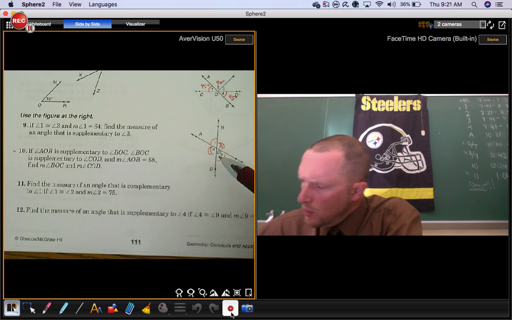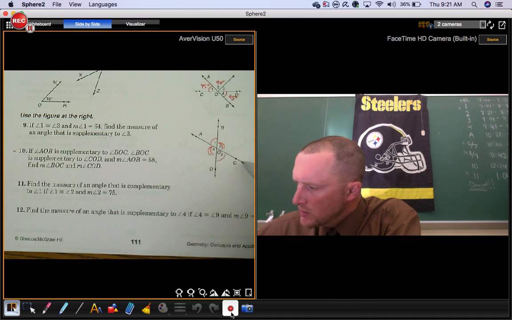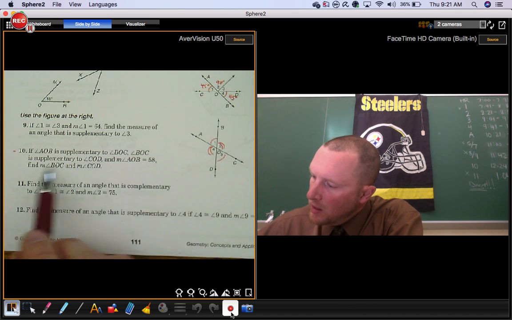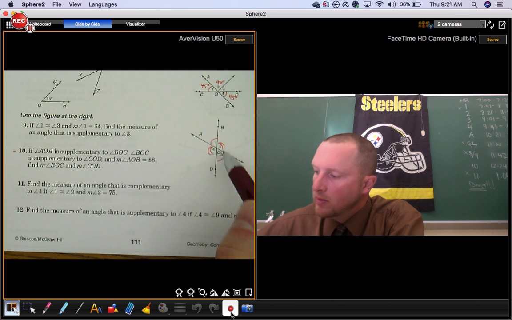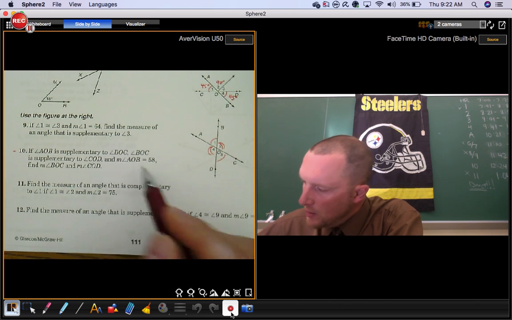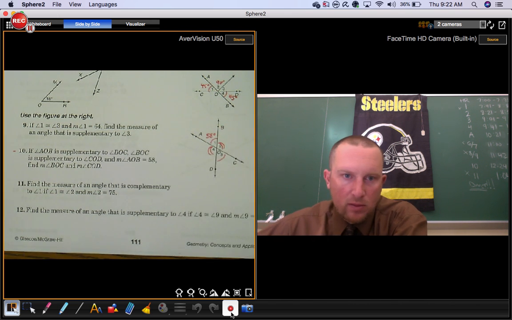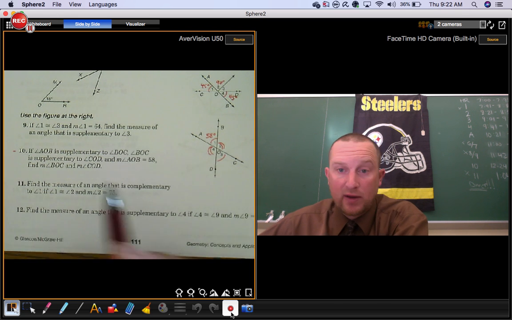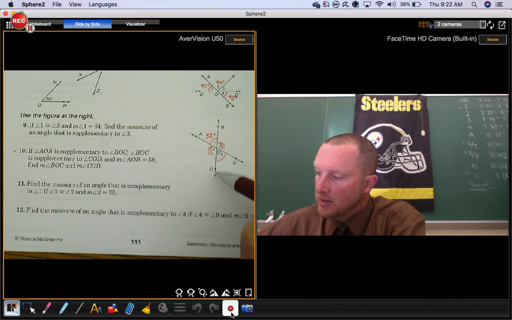If angle AOB, that's angle 1, is supplementary to angle BOC, which it is, we can tell from the picture. Angle BOC is supplementary to angle COD, and the measure of angle AOB is 58. Find the measure of angle BOC and the measure of angle COD. So they're looking for the measure of angle BOC and COD.